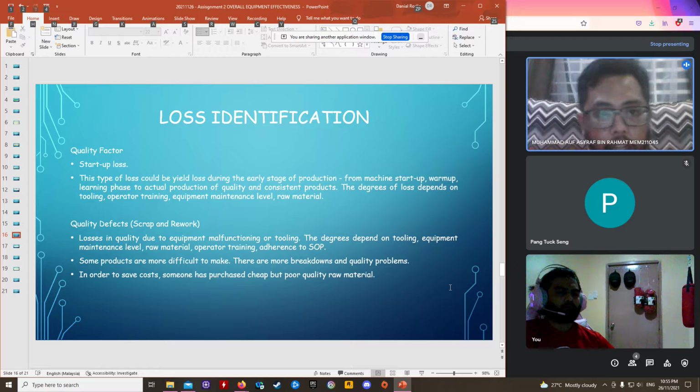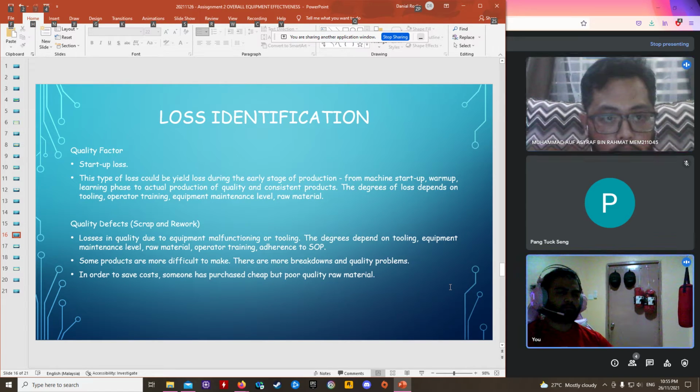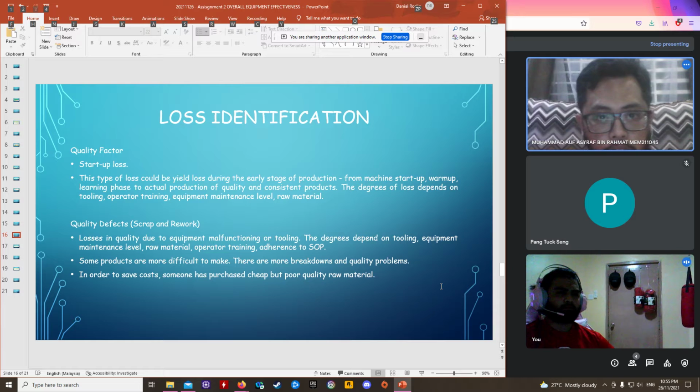Under the quality factor, loss identification can be identified in two categories, which are startup loss and quality defects. For startup loss, this type of loss could be yield loss during the early stage of production, which is machine startup, warm up, and the learning phase to actual production of a quality and consistent product. The degree of the loss depends on the tooling, operator training, equipment maintenance level, and raw material.